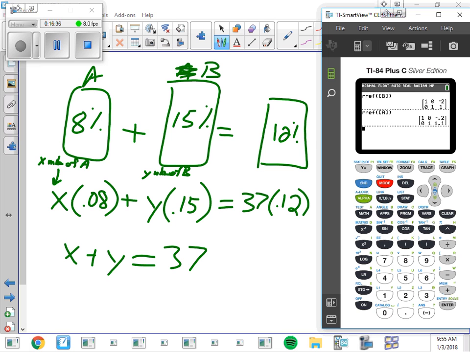This one? I got 4.44. But you can just type that right into the equation. Go into second matrix. Just go down until you find RREF. Did you guys get 15.8 and 21.1? Now, here's the question. Did I do it right? No guarantees.